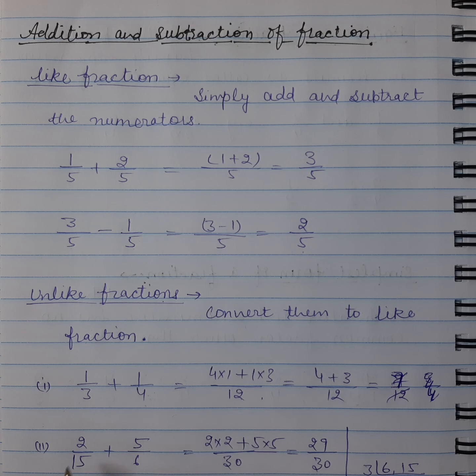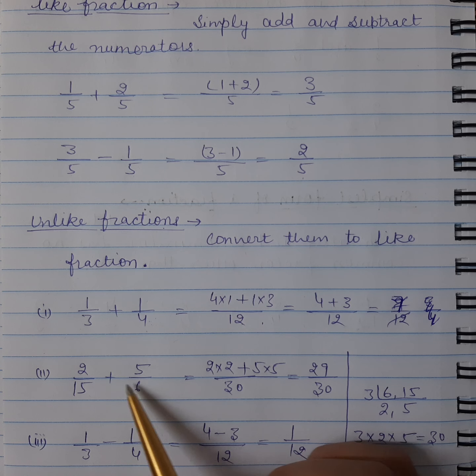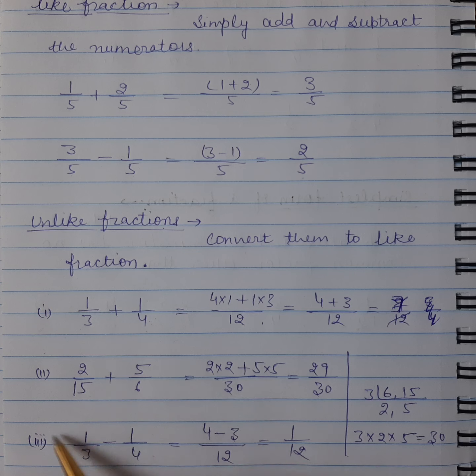So let's see one more example. 2 by 15 plus 5 by 6. These are also unlike fractions because both denominators are different. So let's take the LCM of 15 and 6. Let's calculate the LCM of 15 and 6.